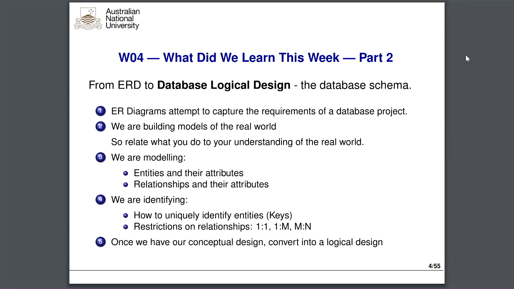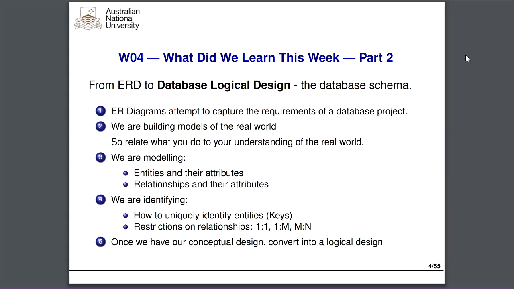So this kind of diagram helps a lot, and somehow it builds models from real-world problems. So we are modeling data in particular, right? Entities and attributes, and then all the relationships between these entities. The relationship can also have attributes, because relationships can have different properties. We are also identifying how to uniquely identify entities, for example the keys, candidate keys, or primary keys, right?